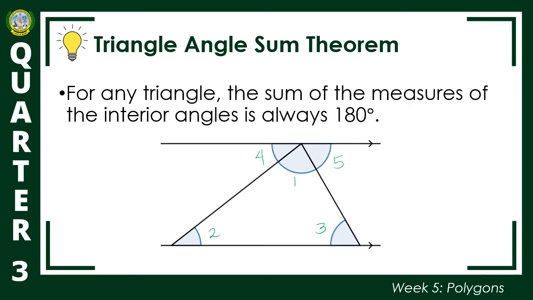And since angle 4 is equal to angle 2, and the measure of angle 5 is equal to the measure of angle 3, then we can also conclude that the sum of the measures of angle 1, 2, and 3 is equal to 180 degrees. Okay, so that's how we prove the triangle angle sum theorem. So ngayon, paano natin gagamitin ito para ma-derive yung mga interior angles po ng polygons?